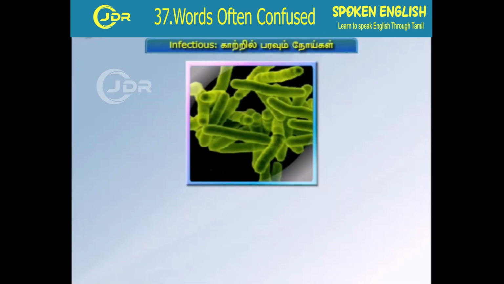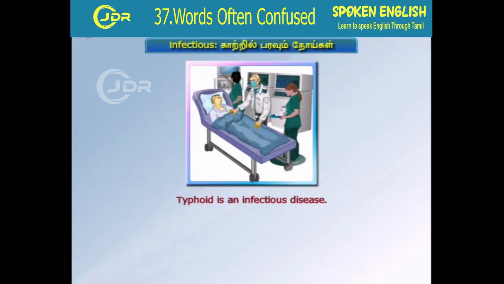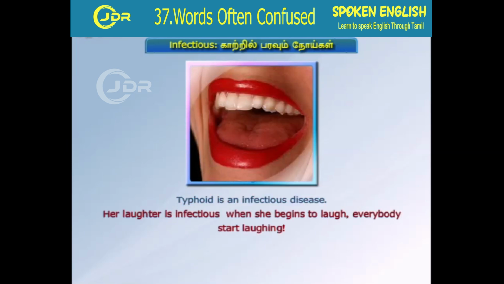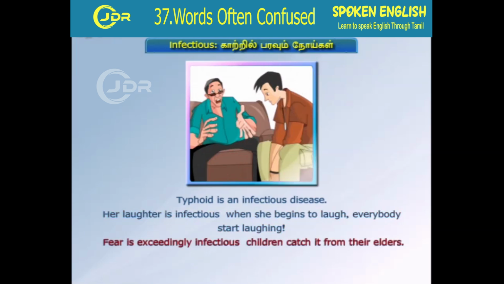Infectious. காற்றில் பரவும் நோய்கள். Typhoid is an infectious disease. Her laughter is infectious. When she begins to laugh, everybody starts laughing. Fear is exceedingly infectious. Children catch it from their elders.